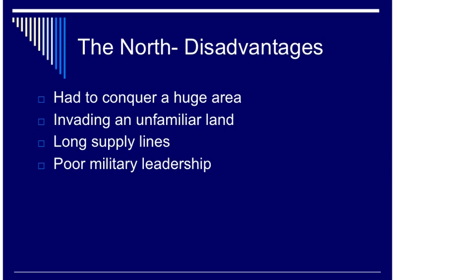The North has some disadvantages, and you'll notice these disadvantages kind of line up really well with the advantages of the other side. So the North, their disadvantage is that they're having to conquer a huge area. They're having to go into the South and convince the South to stay part of the United States, and so they're having to completely break the entire will of the Southern population, basically, and conquer this huge area. They're also invading an unfamiliar land, which means they don't know the land as well as those people that are in the South. And because they're trying to invade the South to get the South to do something they don't want, they are going to have very long supply lines.